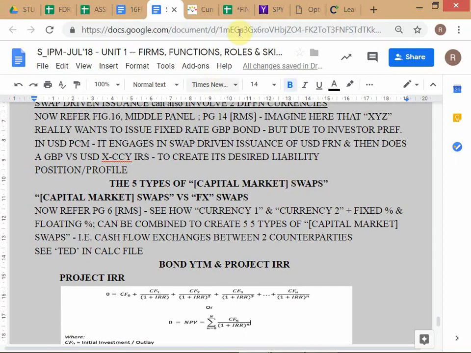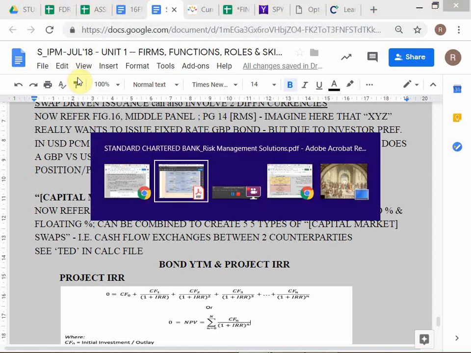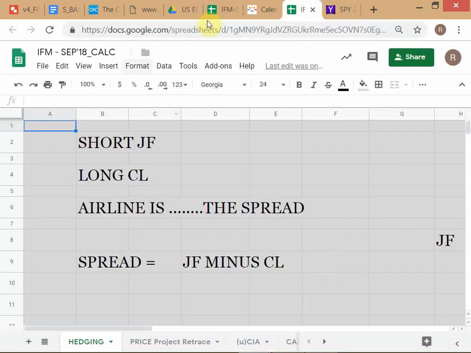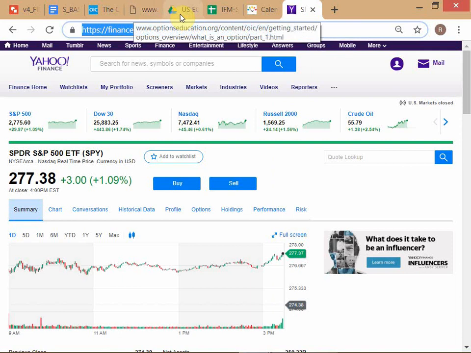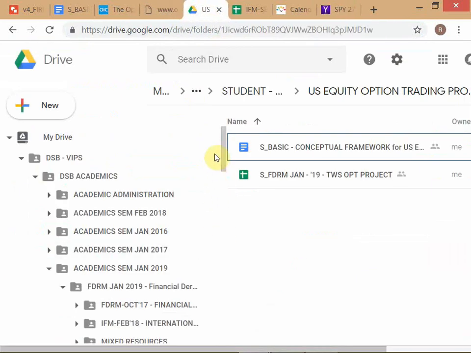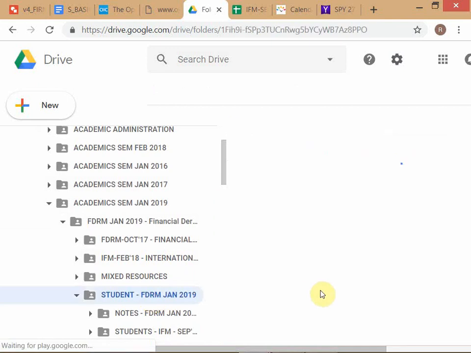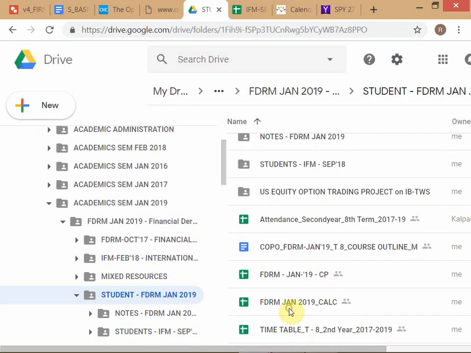So let's quickly go to your spreadsheet, the FinCalc spreadsheet. How did I end up with IFM Calc? No, this is not what I need. Let me just take care of this. What I need is actually FDRM Calc.